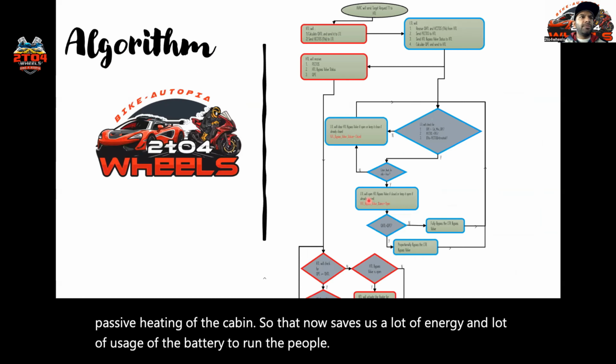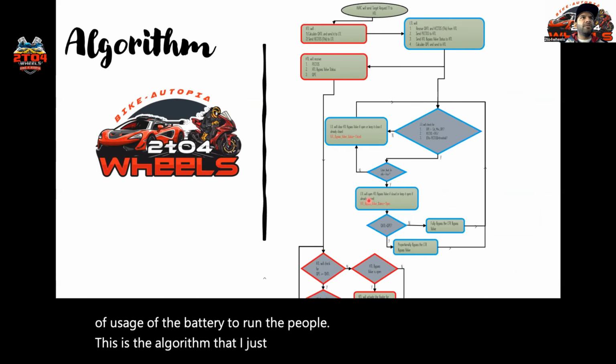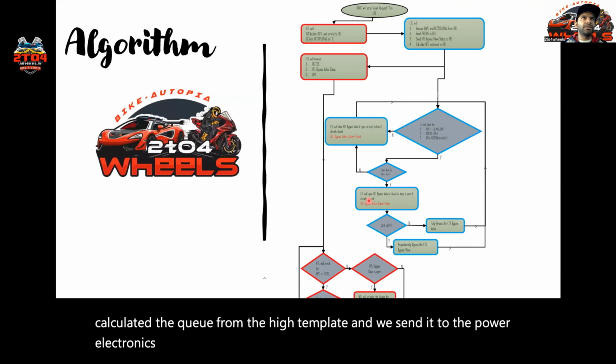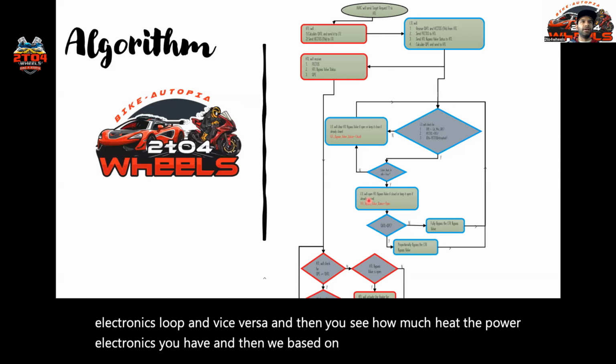This is the algorithm that I just explained, where we calculate the Q from the high temp loop and we send it to the power electronics loop and vice versa. And then we see how much heat the power electronics loop has, and based on that we calculate our logic to open the proportionating valve.